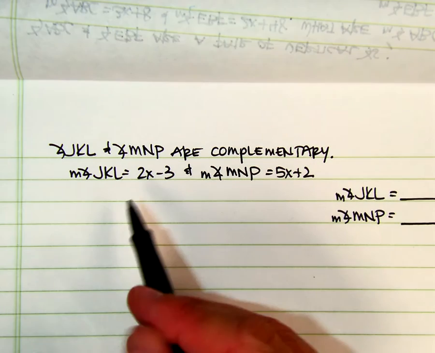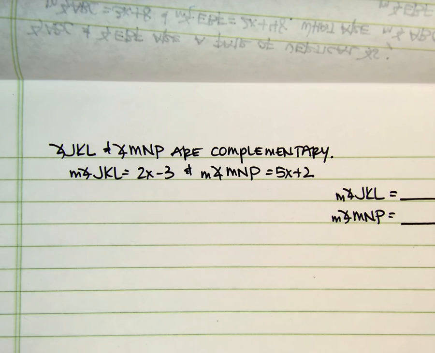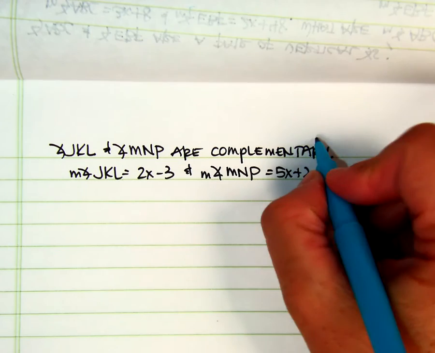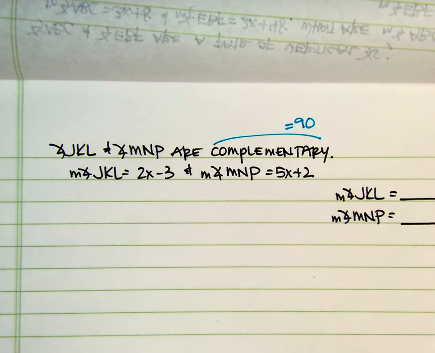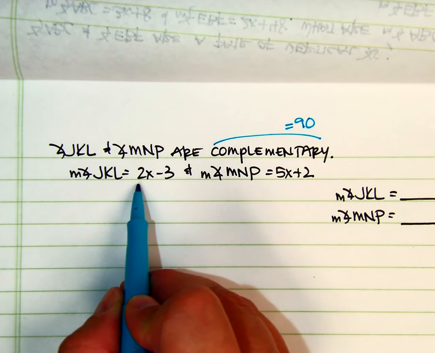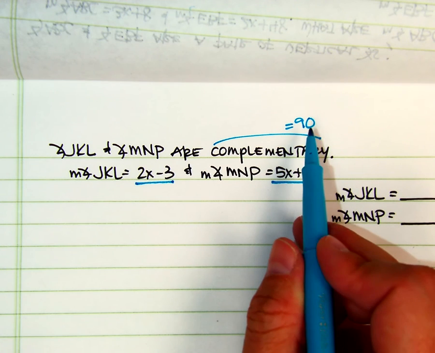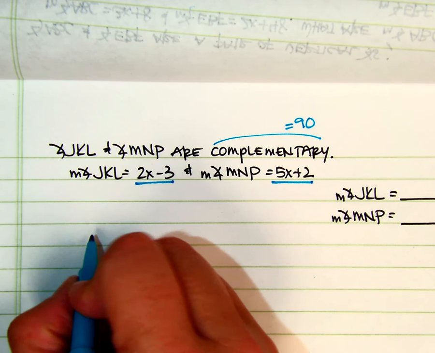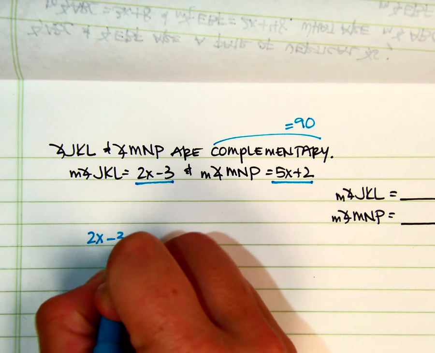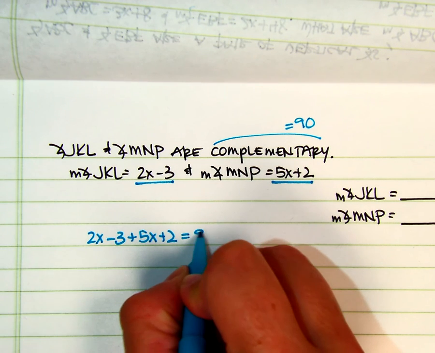So I know that they are complementary. And complementary means that the two angles have to equal 90 degrees. So that means that this angle plus this angle have to together equal 90 degrees. So just another form of the angle addition postulate. 2x minus 3 plus 5x plus 2 has to equal 90.